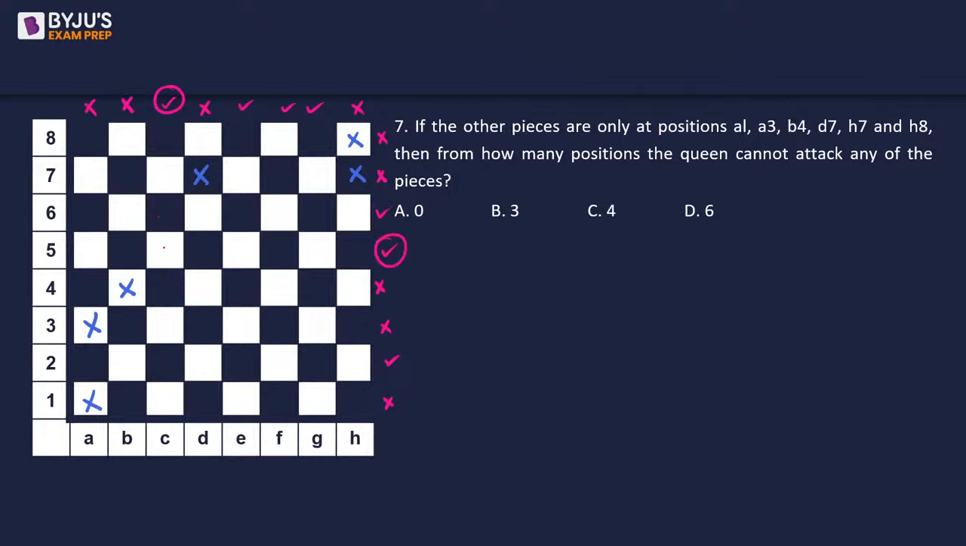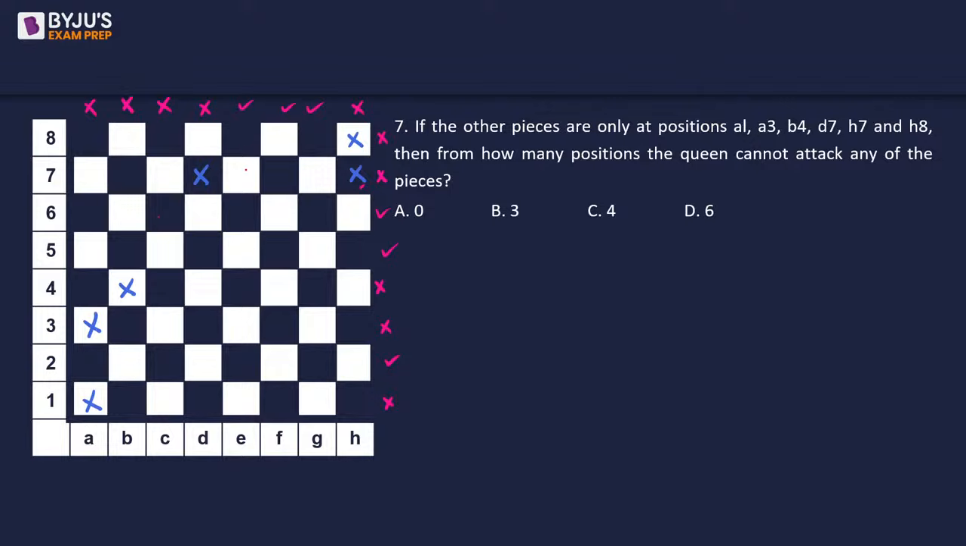So if I put queen here, queen will still be able to take out one piece at least. So queen cannot be there. Let's move to the next one. So suppose queen is here, queen will still be able to take out one piece, this one. So we can't place queen here. That tells us that queen ये third वाले column में भी नहीं हो सकती.